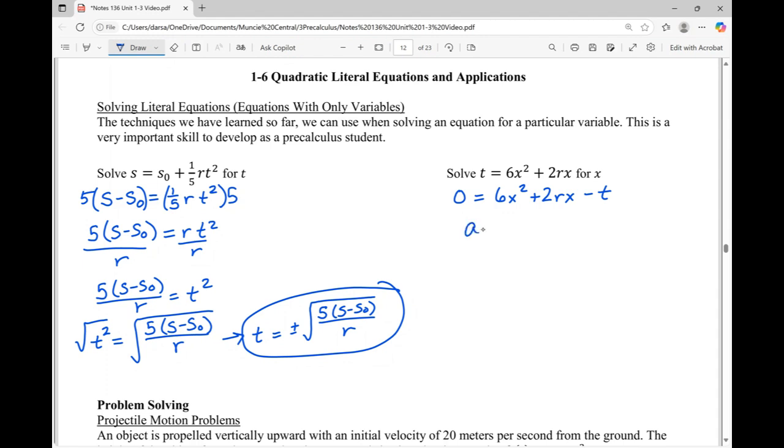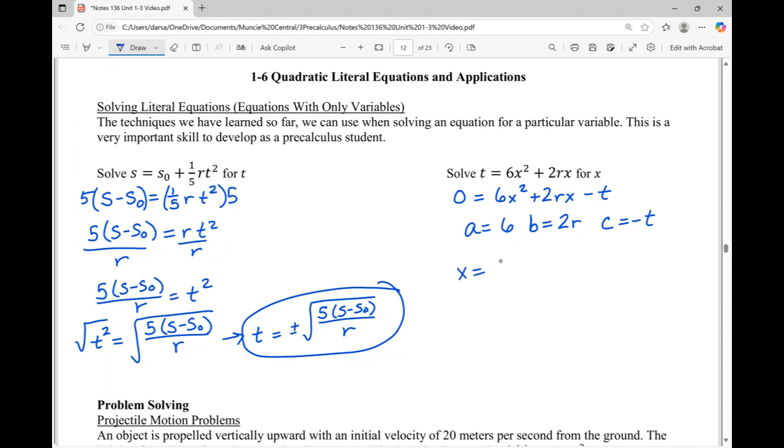So what is the a? What's the thing in front of the x squared? 6. What is the b? What's in front of the x? Is it just a 2? Is that the only thing sitting next to the x? No. B is going to be 2r, both of those things together. And then what is C going to be? Is it a number? Nope. C is going to be the letter, negative t. So if we do this, this should help us get x by itself using the quadratic formula.